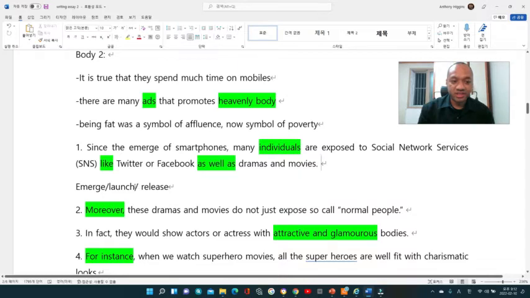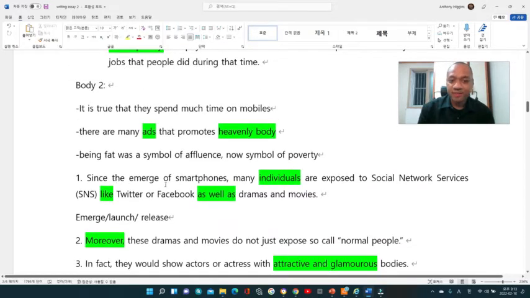All right, now the first sentence, what I put is, since the emergence of smartphones, many individuals are exposed to social network services (SNS), like Twitter or Facebook, as well as dramas and movies. Now, when you note here, I wrote "individuals" instead of "people." Like I said before, if you repeat the word too often, then that is a minus for the essay.